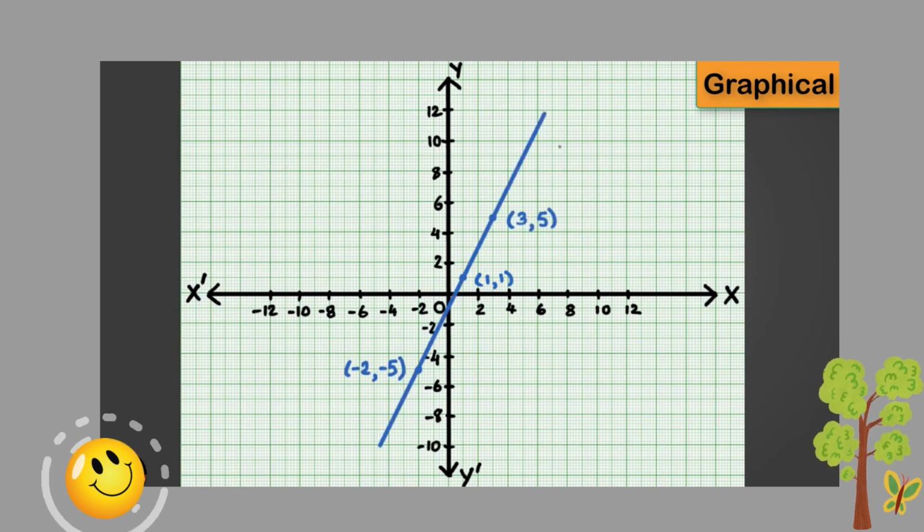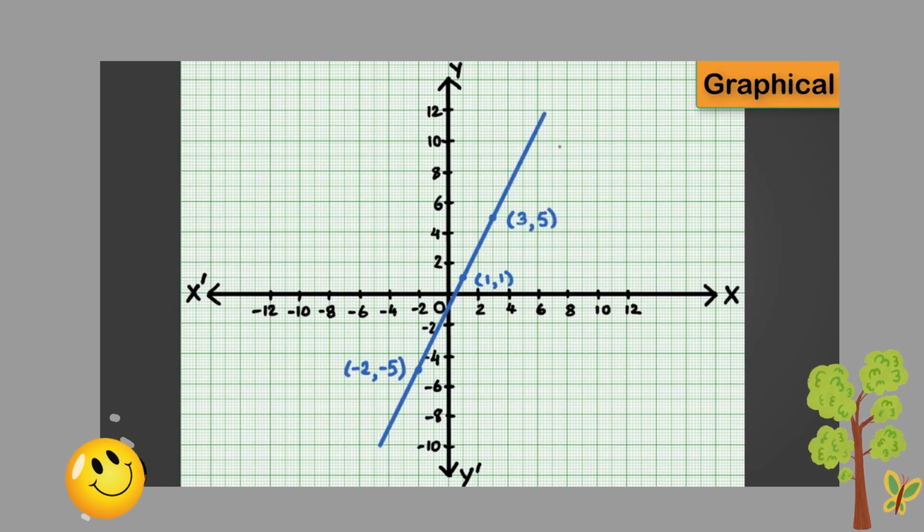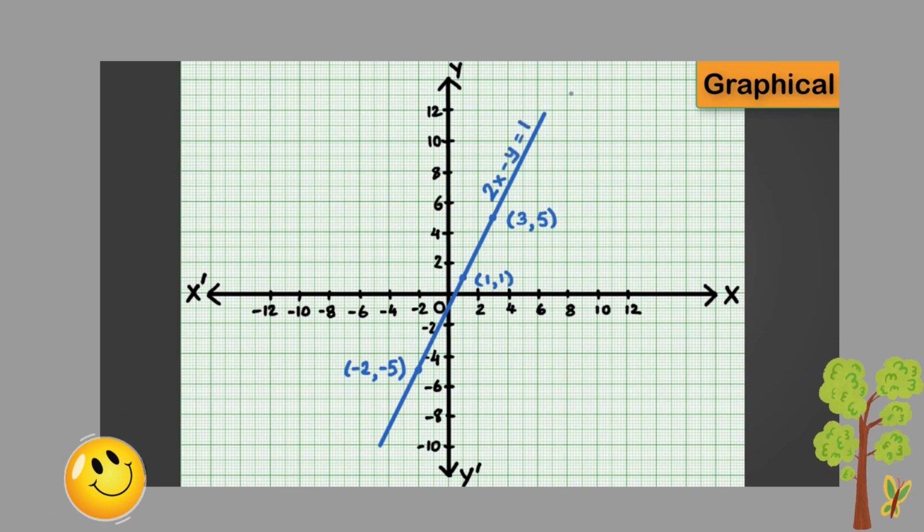Join and extend the line both ways. And as you can see, we get the graph of a straight line passing through all the 3 points here. Now let's label this line with the first equation, 2x minus y equal to 1.